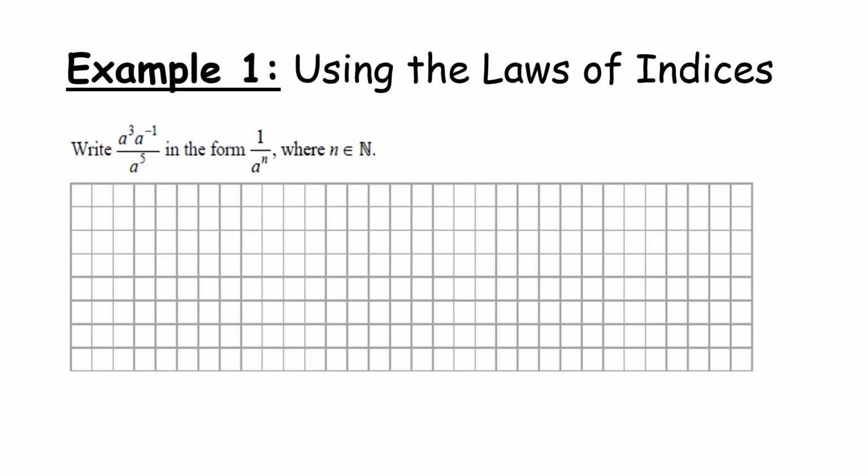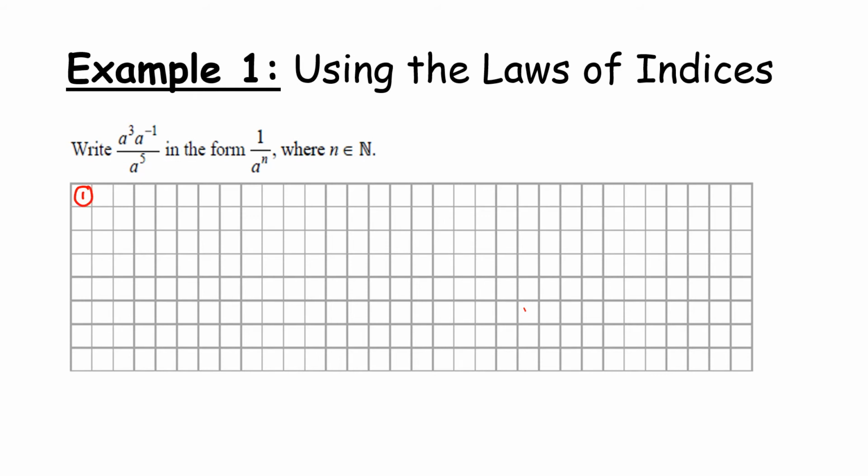So let's get into some examples of using the laws of indices which we just worked with. So write a to the power of 3 times a to the power of minus 1 all over a to the power of 5 in the form 1 over a to the power of n, where n is a natural number, and that means it's going to be a positive whole number. So what I'm going to do is try to work with our laws as we go.